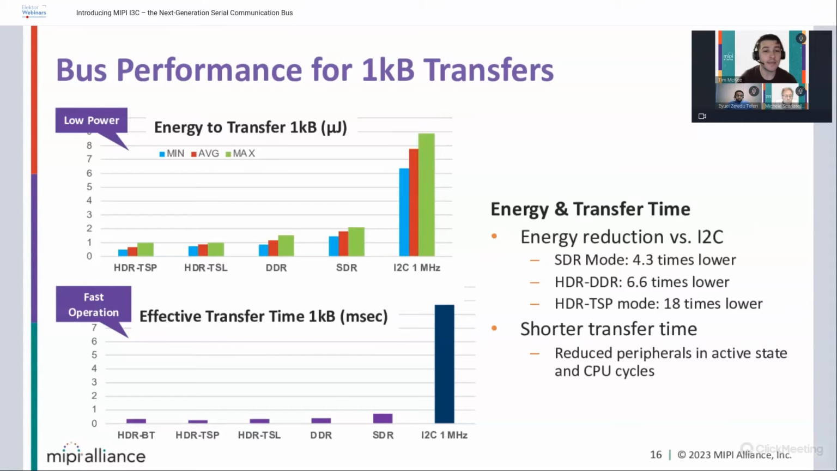Whereas when you look over even at a standard SDR I3C, we're looking under 2 microjoules for a 1 kilobyte transfer. So a huge increase in energy reduction, 4.3 times lower, in fact, for the standard data rate, and higher reductions for our HDR modes. And then, of course, the transfer time has decreased due to the faster operation and throughput. So with I3C, not only are we getting better throughput, but we're doing it with better energy savings as well. So it's why we love this technology, and we're seeing it grow across the industry.